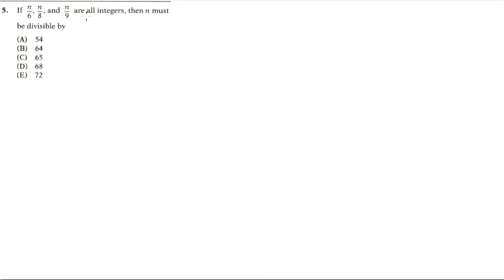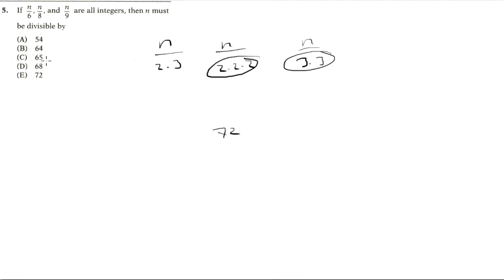If these numbers are all integers, that must mean that n is divisible by 6. It also means n is divisible by 8 and by 9. The way I like to do this is we have n divided by 2 times 3. We have n divided by 2 times 2 times 2. 2 times 2 is 4, times 2 is 8. And n divided by 3 times 3. Which means that n has in it 3 2's and 2 3's. Right? So 8 times 9 is 72. So it must be divisible by 72.